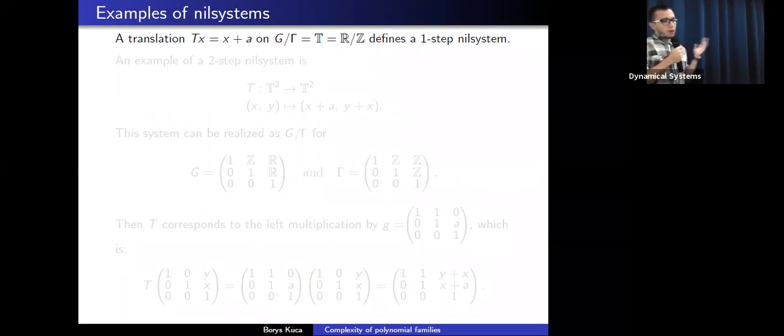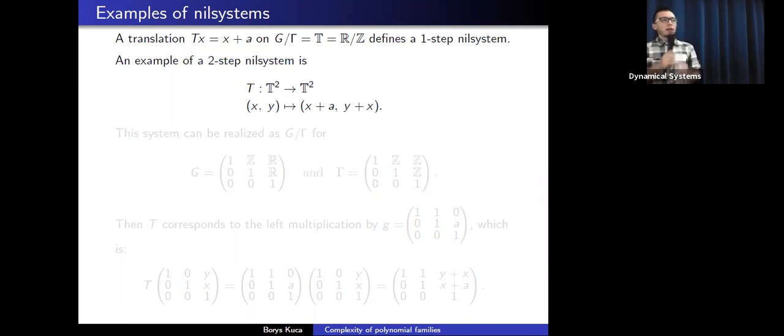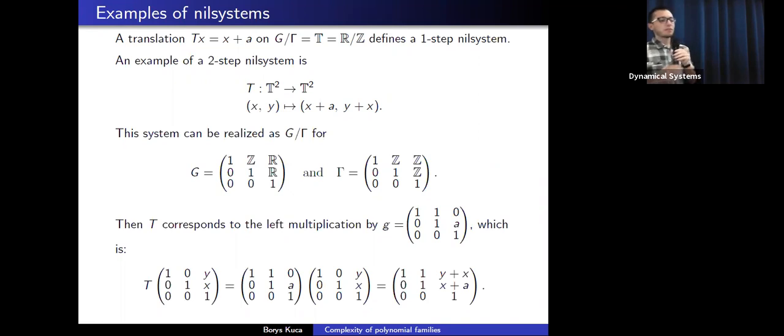So here you have a translation on a torus. Here you have a translation by the element A, and this defines a one-step nil system because the torus is a one-step nil manifold. For a two-step nil system, I'll take the following skew-shift map as an example. It's not clear from this description why this would be a nil system. However, it turns out that this system can be realized as follows.